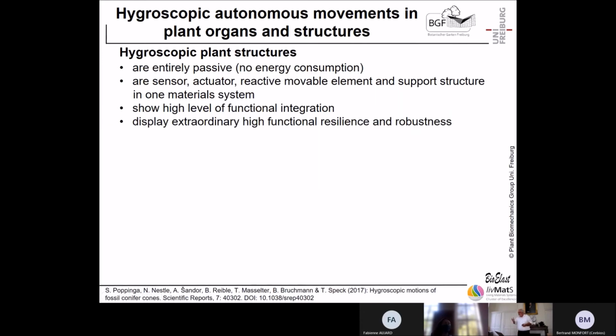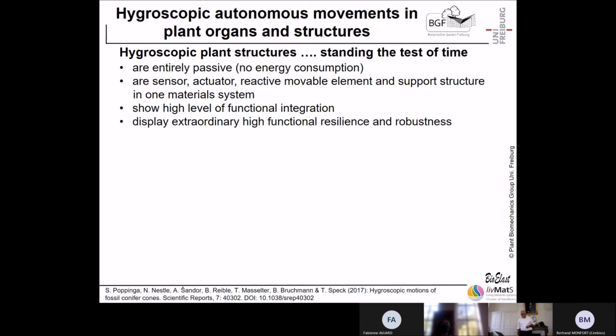And what's more, the question is why are engineers so impressed by such structures? The reason is manifold. They are entirely passive, with no energy consumption. They are sensor, actuator, reactive element, support structure and material system, which have a high level of functional integration and display an extraordinarily high functional resilience. And the test is time.